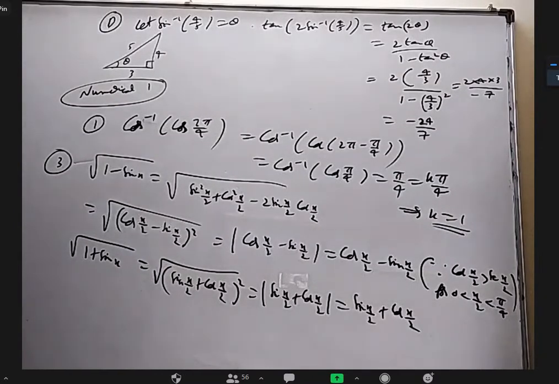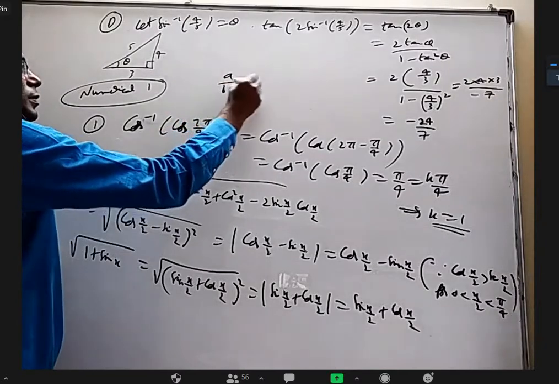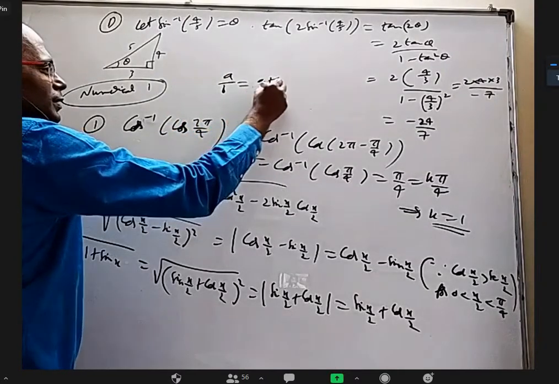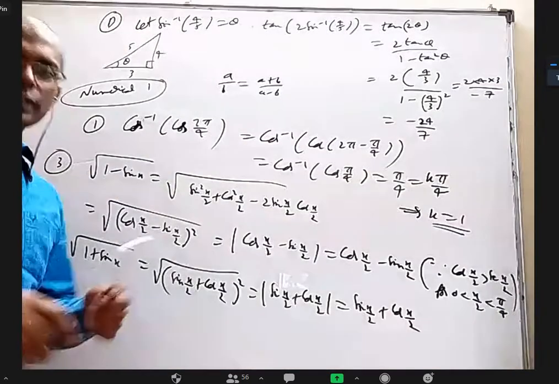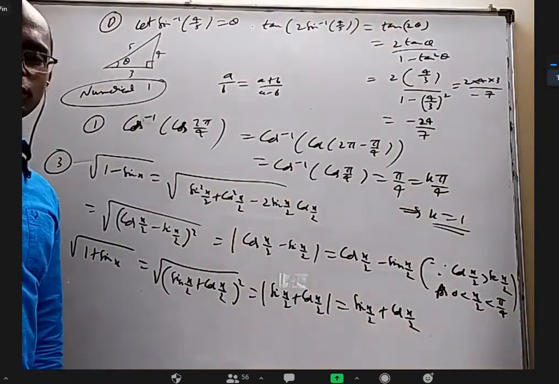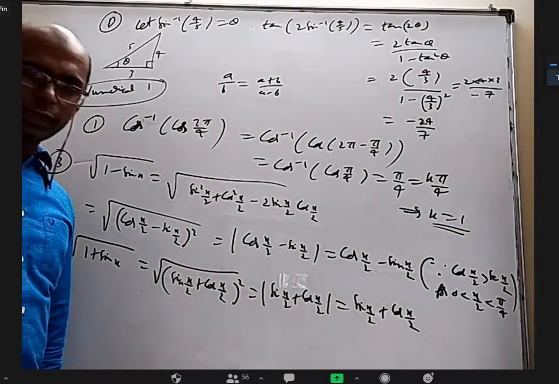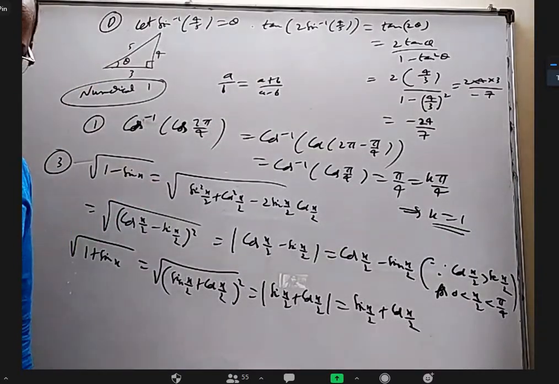Sir, here we can use componendo and dividendo also. No? Componendo-dividendo is not that way. It is not that wherever a by b is there, you will simply write a plus b by a minus b. That is not componendo-dividendo. If a by b equals c by d, then we can write a plus b by a minus b equal to c plus d by c minus d.